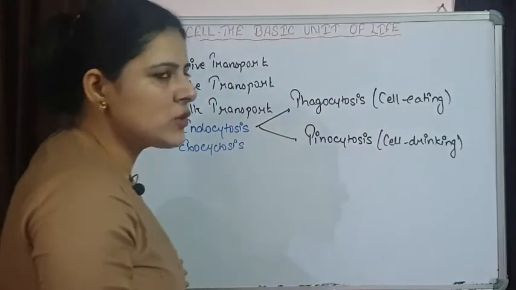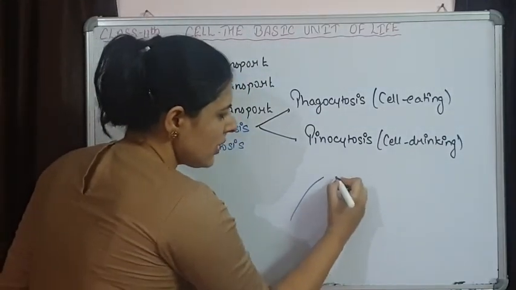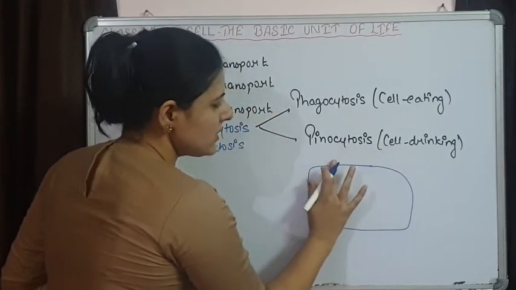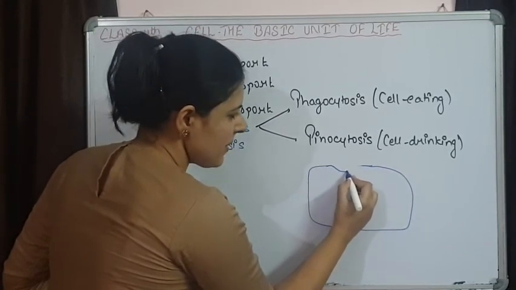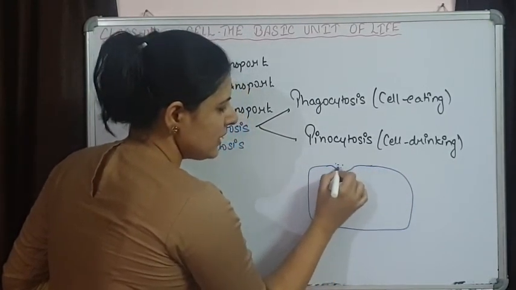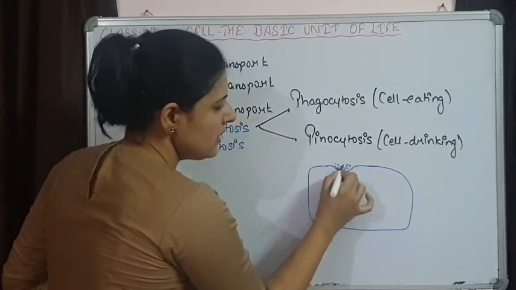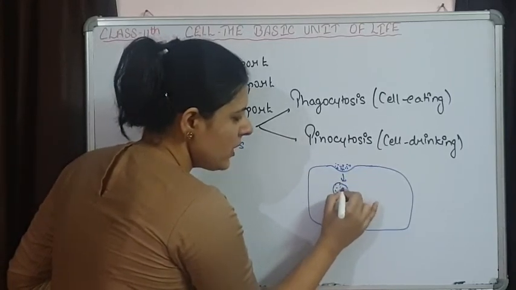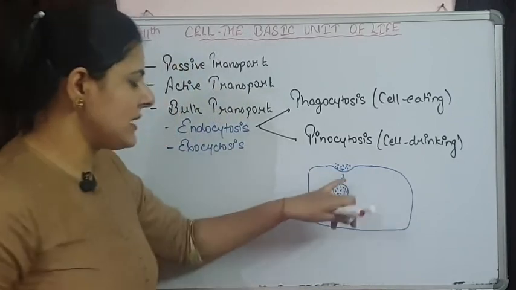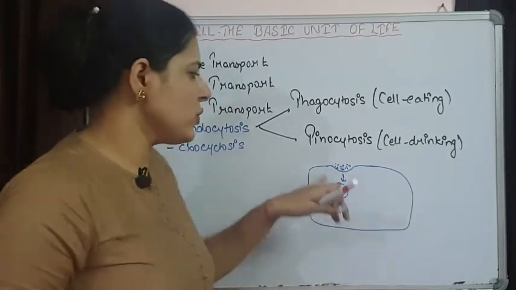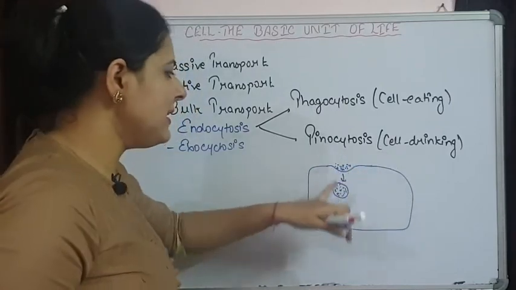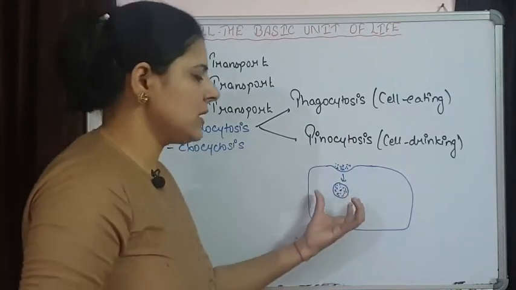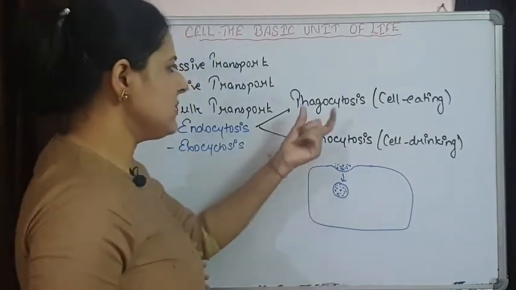Whenever a bulk of substance is going to come, say this is a cell. At the place where this substance is present, the plasma membrane is going to invaginate and form a pocket-like structure, a cavity over here, and finally it is going to grow and detach in the form of a vesicle. This vesicle is enclosing the material that was present outside the cell, and finally the cell has taken in that material. If it is in liquid form, then this vesicle will be known as pinosome, and if it is in solid form, it is known as phagosome.